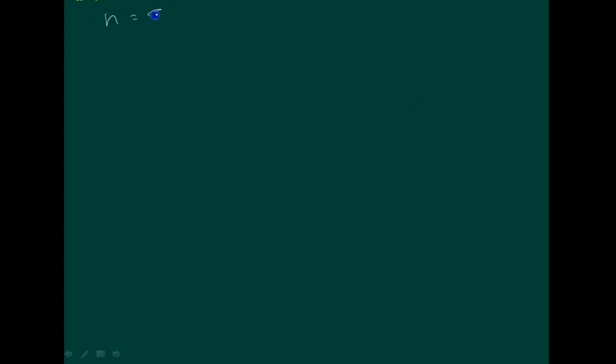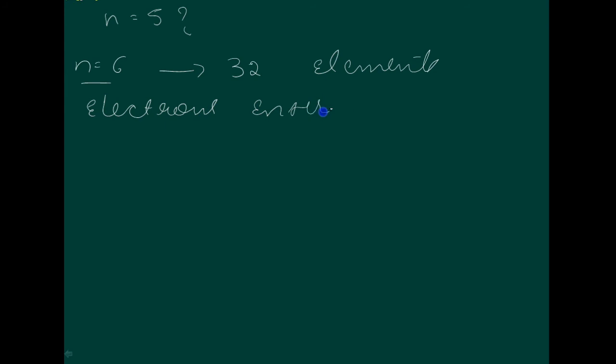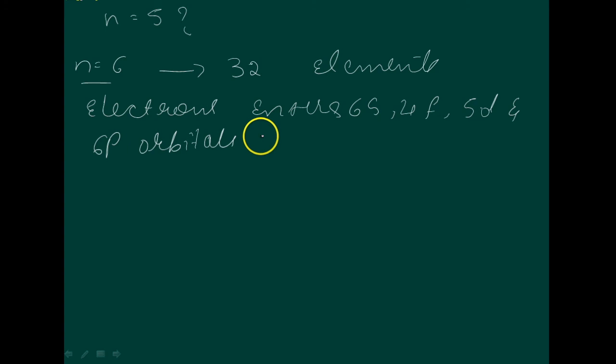For n is equal to 5, what happens? I will consider n is equal to 6 now, the sixth period, which contains 32 elements. Successive electrons enter the 6s, 4f, 5d, and 6p orbitals. In this order, the filling up of the 4f orbitals begins with cerium.